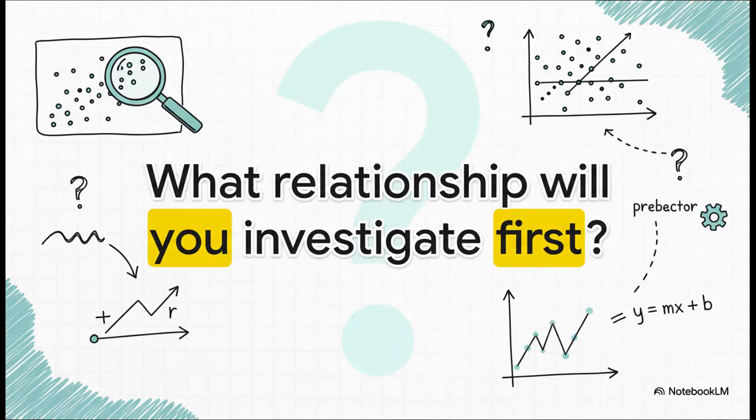And there you have it. That's the whole Data Detectives toolkit. We went all the way from asking a question to seeing the pattern, measuring the link, building a model to predict with, and even checking our own work. So now that you've got the tools, what relationship out there in the world are you going to investigate first?